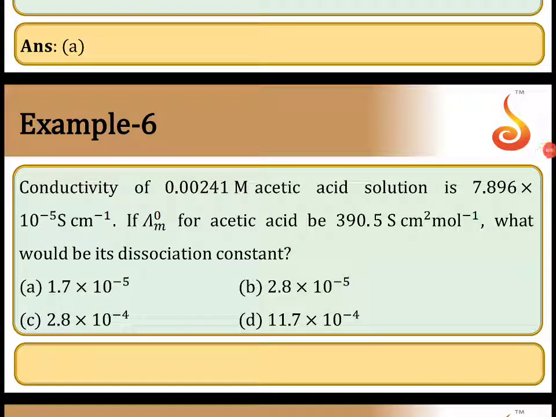This is example number 6 in stage 1 NEET lecture 1, competitive question. Conductivity of 0.002 molar acetic acid solution is 7.896 into 10 power minus 5 Siemens centimeter inverse. If lambda m, that is molar conductance at infinite dilution for acetic acid, is 390.5 Siemens centimeter square mole inverse, what would be the dissociation constant?